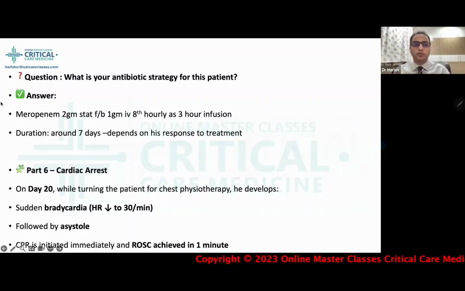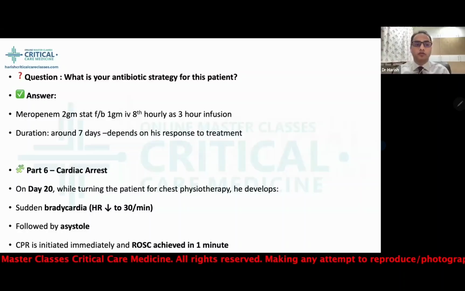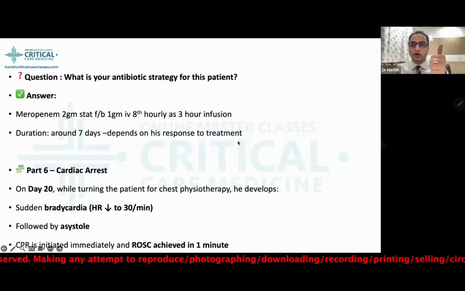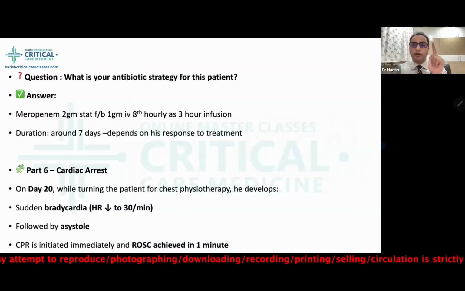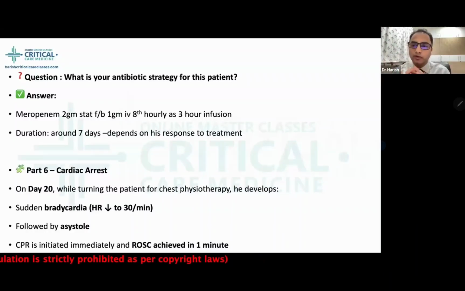So this is what we started, meropenem. 2 gram stat followed by 1 gram IV 8 hourly, as a 3-hour infusion, because meropenem works by time dependent killing. Duration around 7 days, but it depends upon the response to therapy. If WBC is normalized, no fever, infiltrates are disappearing, oxygenation improved, no increase in the PEEP requirement, then somewhere around 7 to 10 days you can stop the antibiotic which we gave for ESBL Pseudomonas.